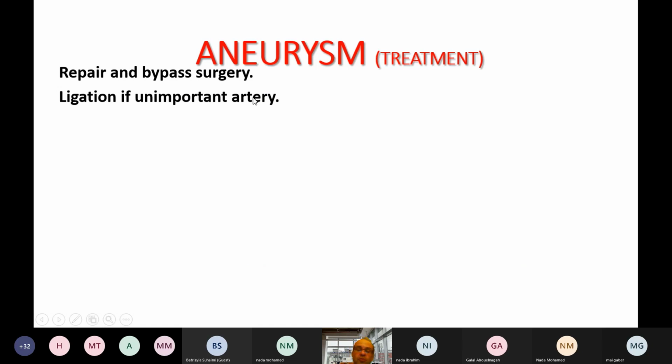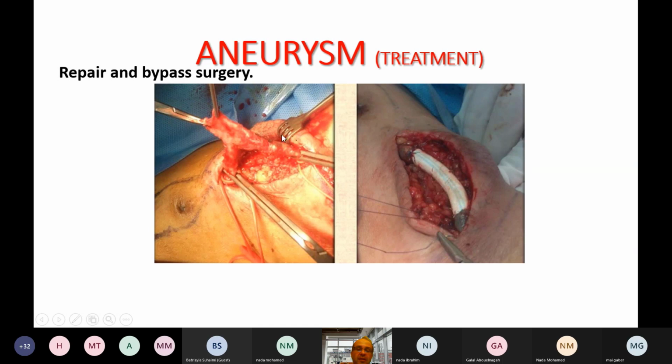Sometimes the artery is not important, such as the radial artery, ulnar artery, or peroneal artery. So if the patient can withstand occlusion of the artery, I will simply not do this bypass, and I occlude the artery to exclude the aneurysm.